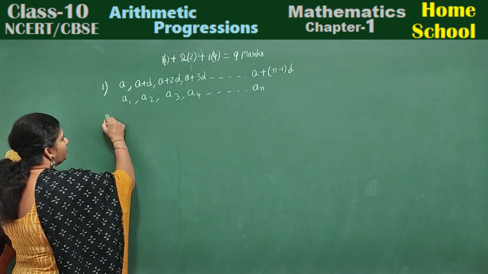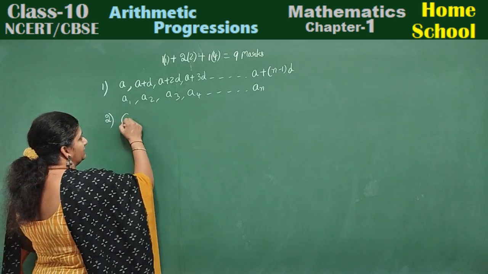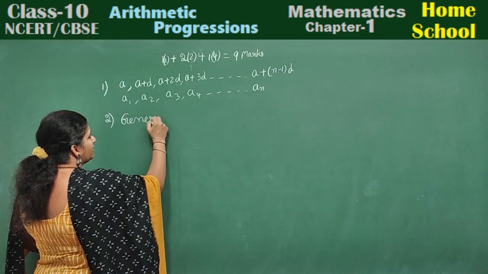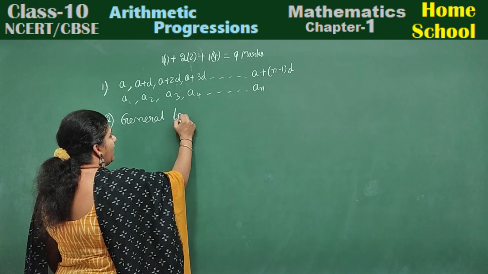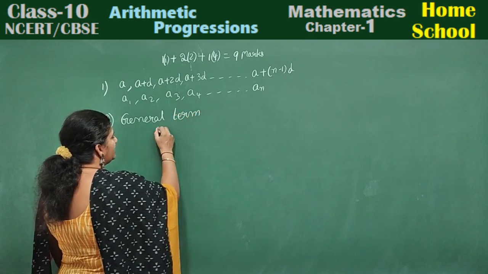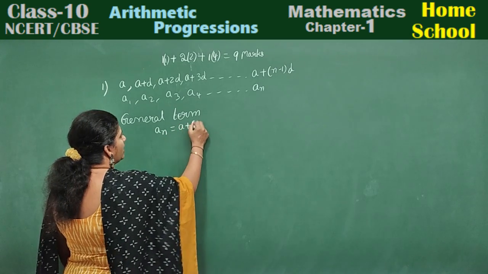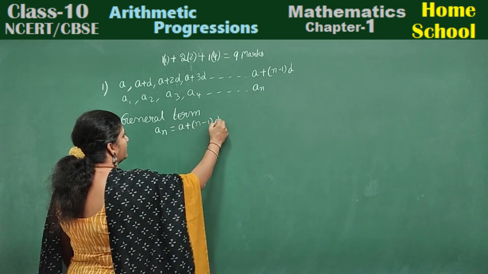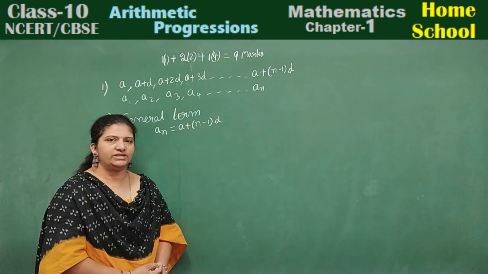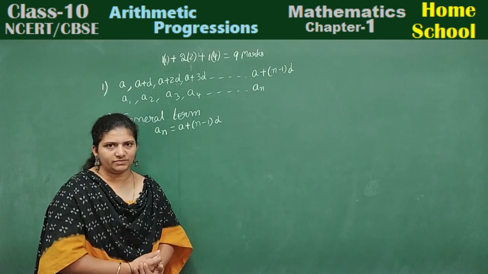Next question, general term. General term is nothing but the last term or nth term. General term an is equal to a plus n minus 1 into d. Third question, sum of n terms.